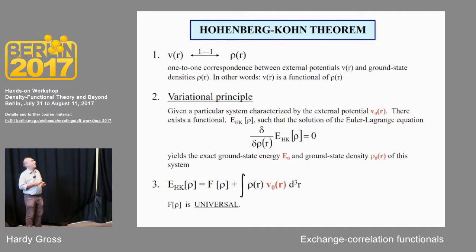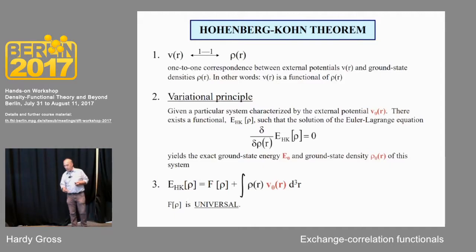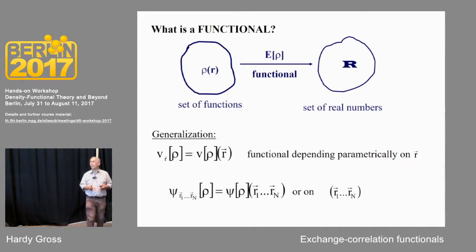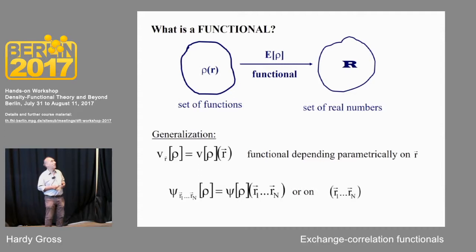Here's the Hohenberg-Kohn theorem again. We have this one-to-one correspondence and a variational principle. The functional consists of a universal part and a part that contains the external potential of the system that we actually want to calculate, that is, the nuclear potential. We always talk about functionals here, so just to remind you what a functional actually is: we have a set of functions, in our case usually the densities, and to each function you assign a number. That's called a functional, a real-valued functional, so the mapping is onto the real numbers.